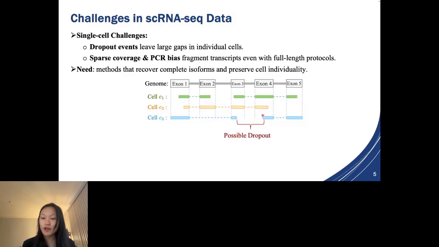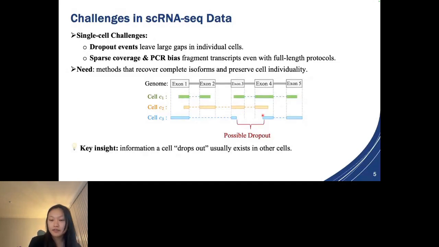This often leads to fragmented transcript evidence within individual cells. The key insight of Beaver is to leverage that the information one cell drops out might still be present in other cells in the dataset. For example, these missing junctions can be observed in cells C1 and C2. The central question for us becomes: can we borrow strength across cells to fill in these gaps without averaging away the unique biology of each cell?